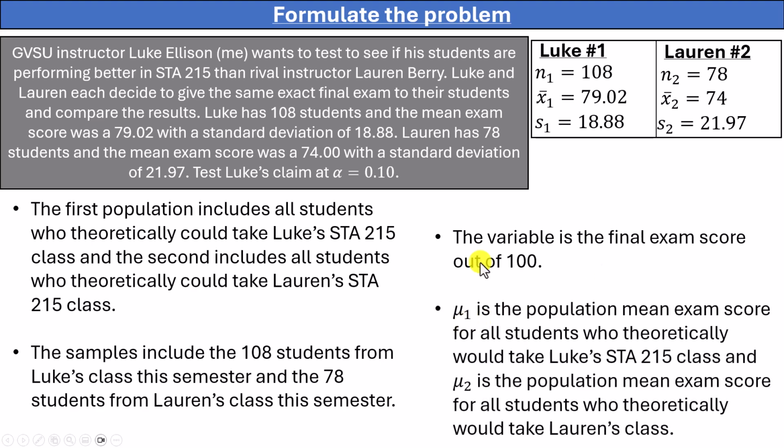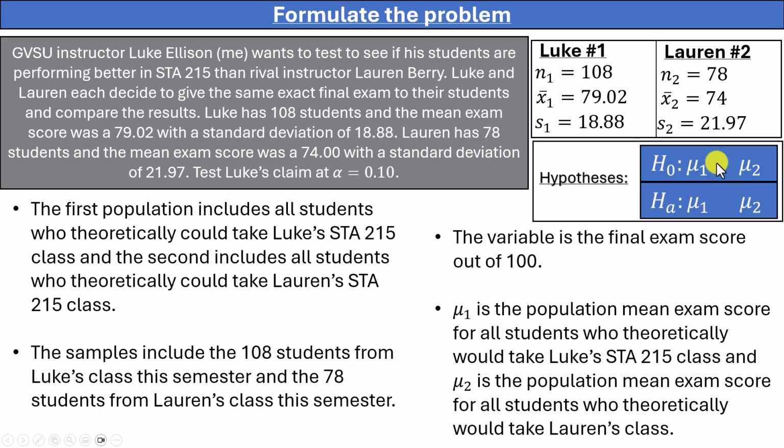mu sub 1 is the population mean exam score for all students who theoretically would take Luke's Stat 215 class, and mu 2 is the population mean exam score for all students who theoretically could take Lauren's class. Next, we must set up our hypotheses. Recall that the null hypothesis and the alternative hypothesis both relate to mu sub 1 and mu sub 2. Our null hypothesis is that mu sub 1 is equal to mu sub 2, always, for the independent t-test.